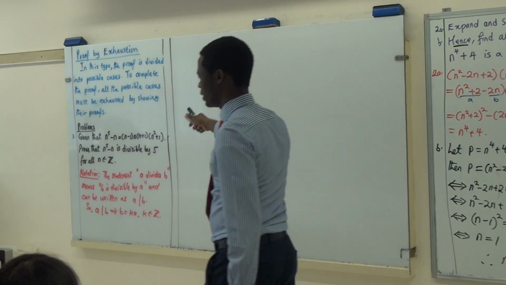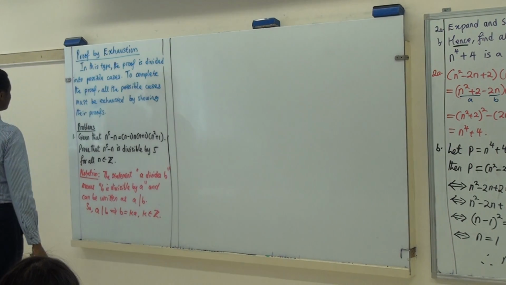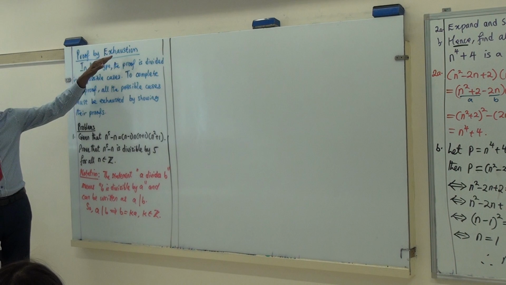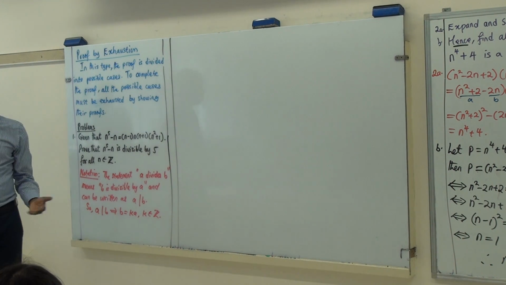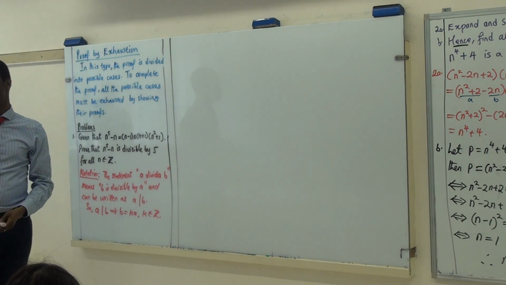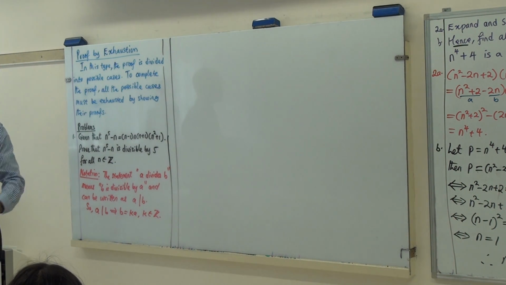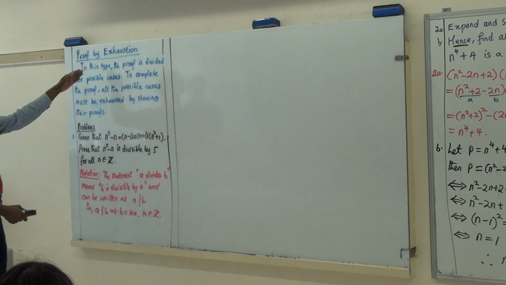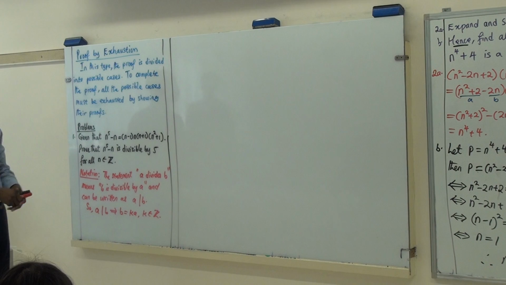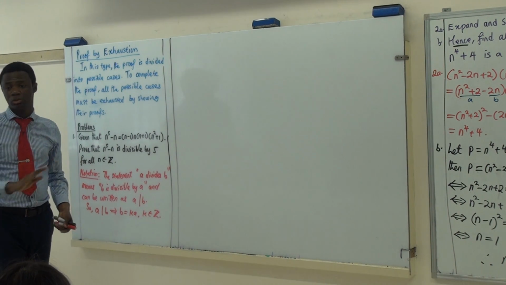So I'll start by explaining this again, even though it's written. Proof by exhaustion. When you exhaust something, it means what? You used everything, right? You consider everything. So when you prove by this, it means you consider all the possibilities.